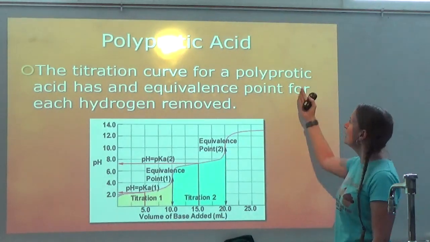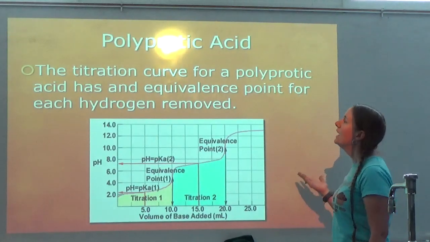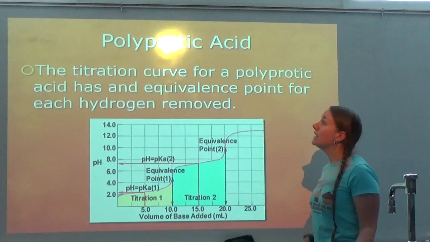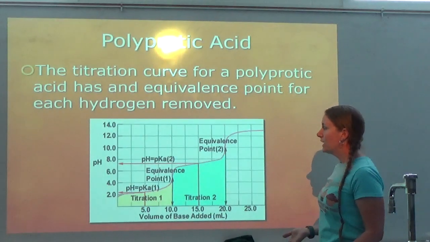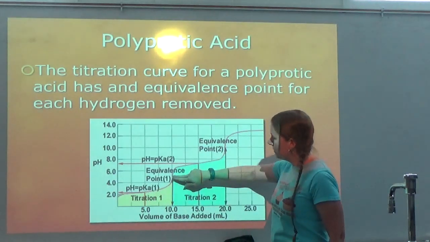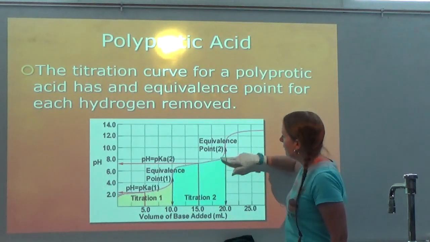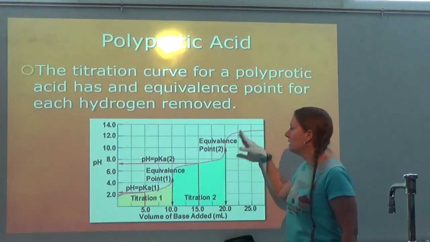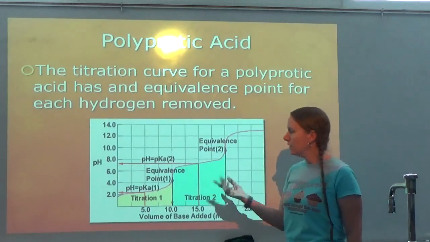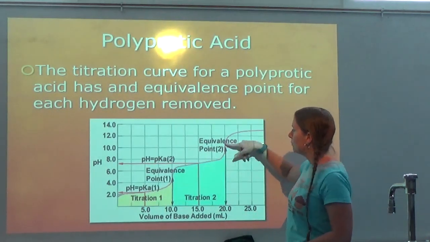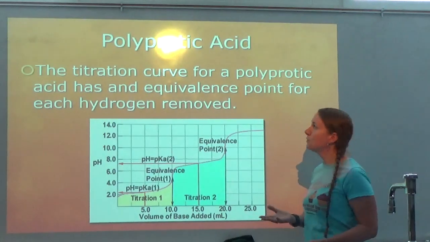All right, so the titration curve for our polyprotic acid has an equivalence point for each hydrogen removed. Okay, so for example, here we have one equivalence point for one hydrogen removed, and then here we have a second equivalence point. So for example, this acid could be H2SO4, and so this would be the equivalence point for the one H removed, and this would be the equivalence point for the other H removed.